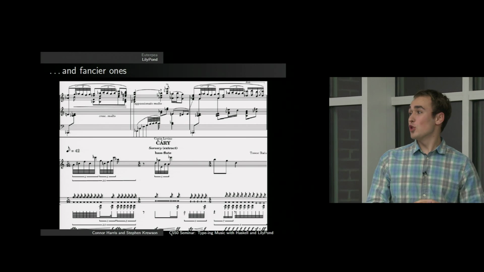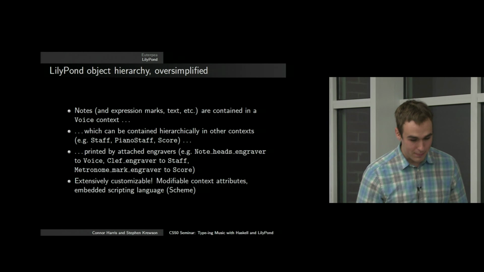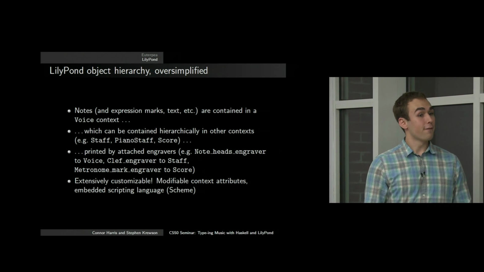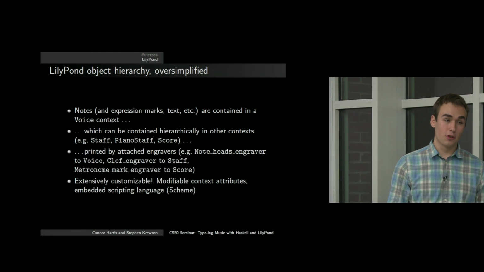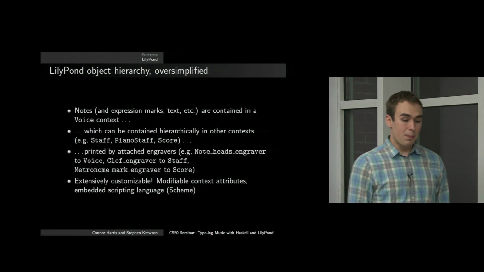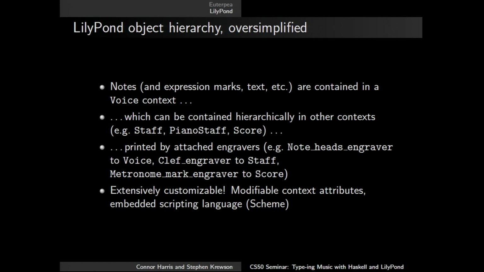So, just to give you a sense of what this thing's capabilities are. The internals of Lilypond are very complicated, and you can use it for a long time, including for some pretty complicated things, without really having to know a lot about them. But the basic idea is that on the lowest level, the atoms of Lilypond are the notes. And the notes get contained in contexts called voices. So the voice context basically corresponds to a single line of polyphony.